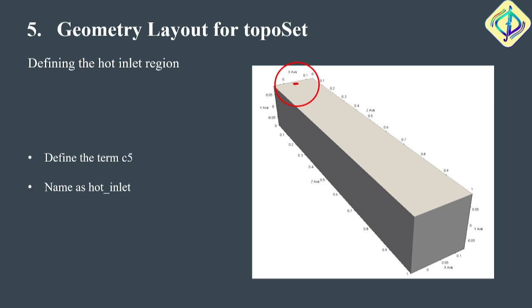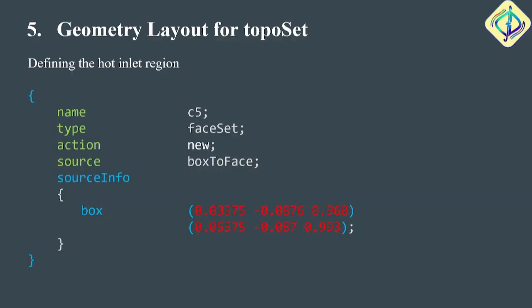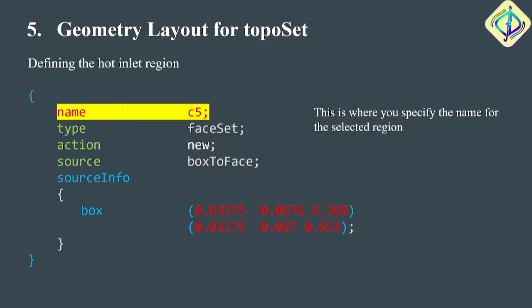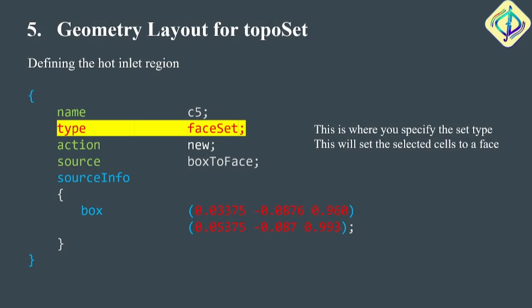Now, once you're done with the cold region and the hot region, you will specify the inlet region. I'll just show you for the inlet; for the outlet, you can do the exact same thing. So again, we will define this hot inlet region as C5 and name it hot inlet. Since we are defining only a face, not a volume, we will use the type face set.